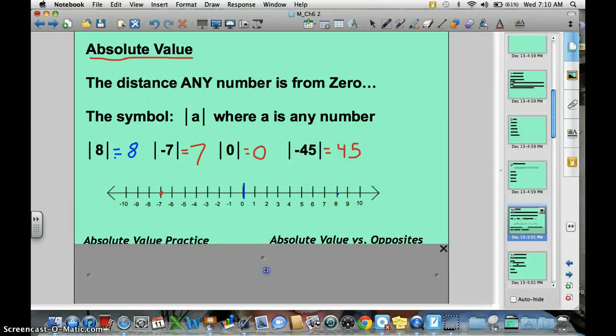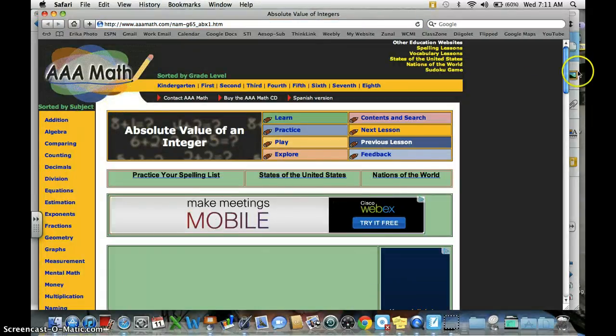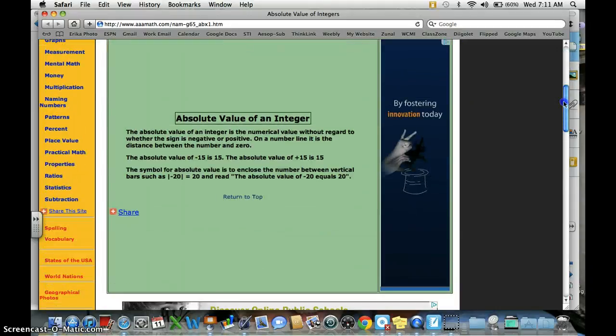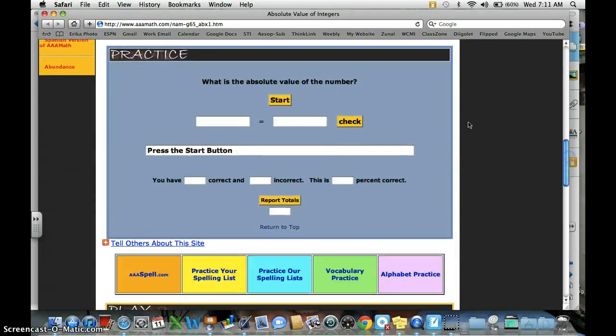Now, there are two more things here. These are websites I wanted to show you that I will put on my resources on Ch6, that if you would like to practice them, you can. The first one says Absolute Value Practice. If I click on it, it takes me to this website, AAA Math. You guys have probably seen this before. It gives you a little definition of what absolute value is, but then if you go down here to where it says Practice, you hit Start.